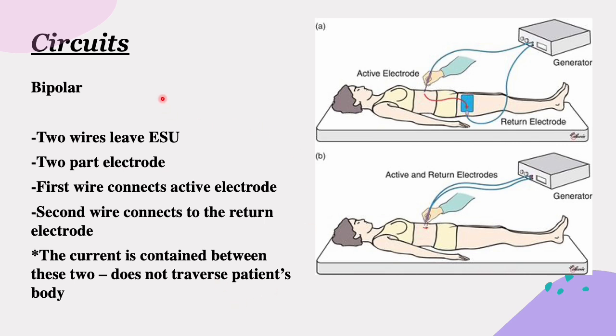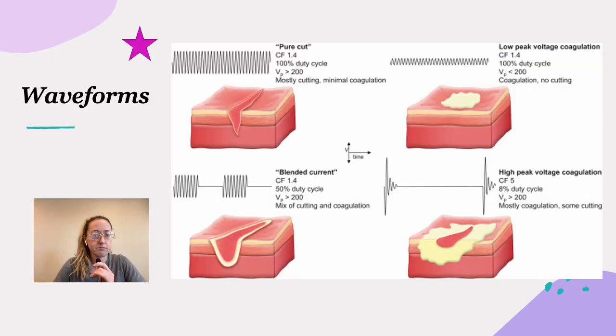The bipolar circuit is much different. So you'll see here in picture B, 2 wires leave the generator. The first wire connects to the active electrode, and then the second wire is the return electrode. This current is contained between these two and whatever tissue you're grabbing. It does not traverse the patient's body, much different than a monopolar circuit.